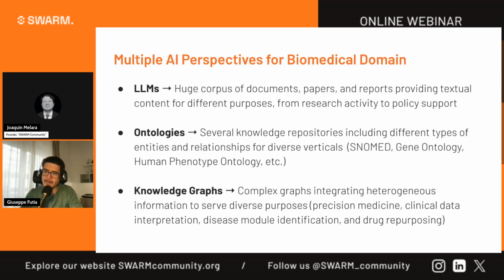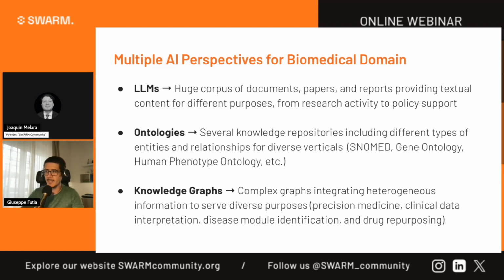As I said since the beginning, the biomedical domain is characterized by some specific peculiarities that can potentially enable these synergies. Regarding the large language models, in the biomedical domain we can treat a huge corpus of documents that provide textual content for different purposes, from research activity to policy support.